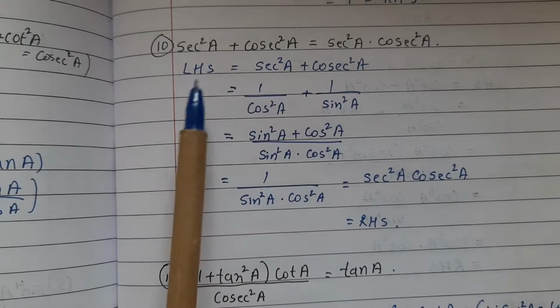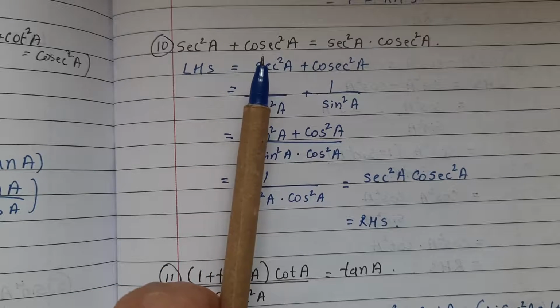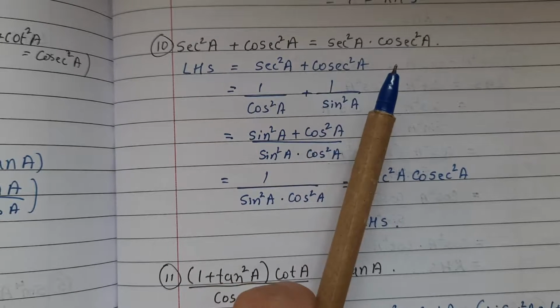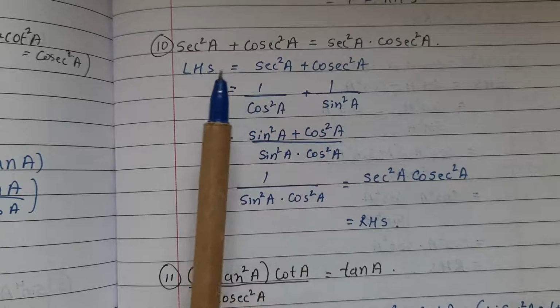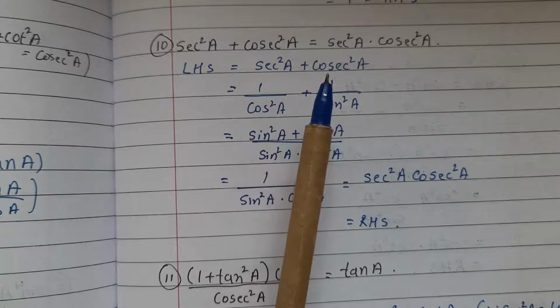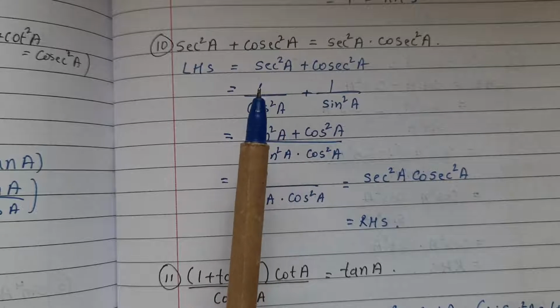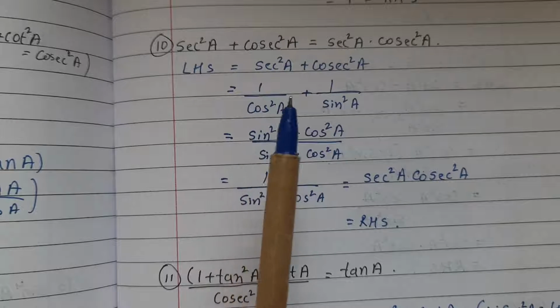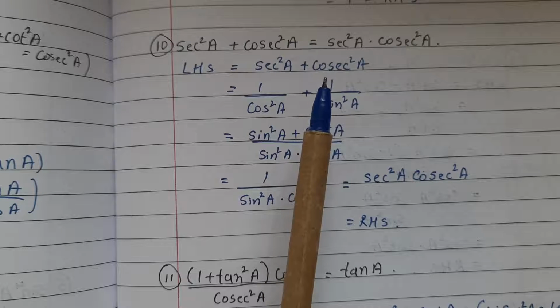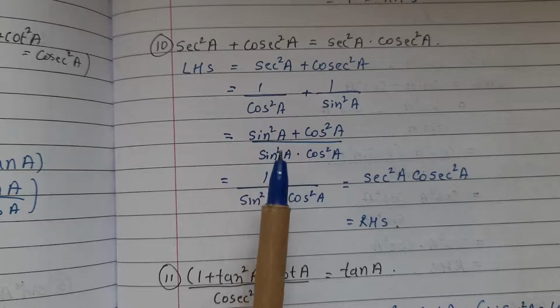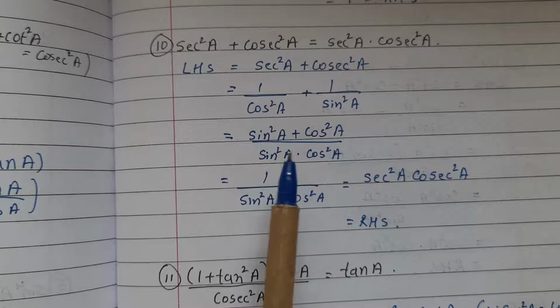Sum number 10: sec square A plus cosec square A equals sec square A into cosec square A. Left hand side is equal to sec square A plus cosec square A. Sec square A is 1 upon cos square A plus cosec square A is 1 upon sin square A. Here LCM is cos square A into sin square A.